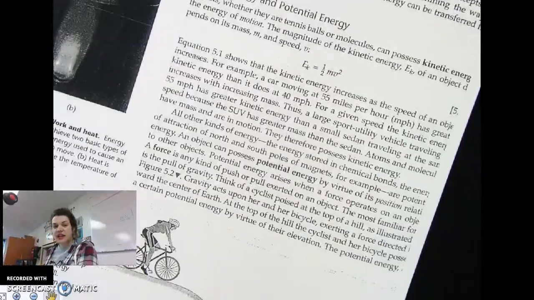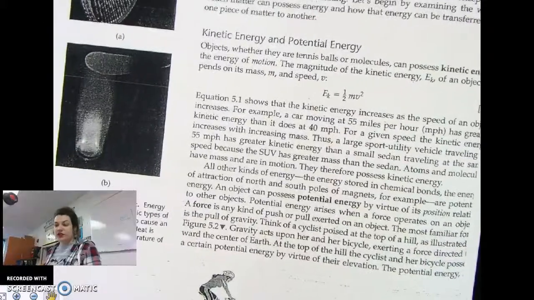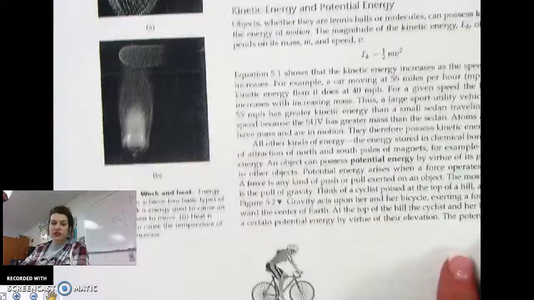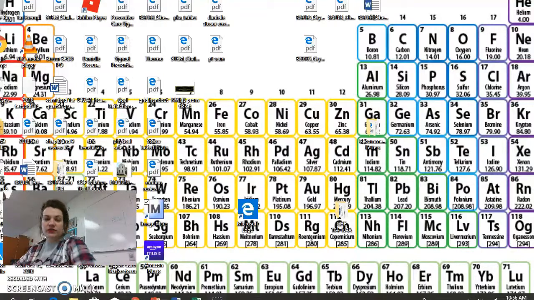It says equation 5.1 shows the kinetic, I'm sorry, this is not straight. You guys are probably getting mad at me because I don't have it straight. Let me move it to where it is straight. Uh-oh, I lost it.